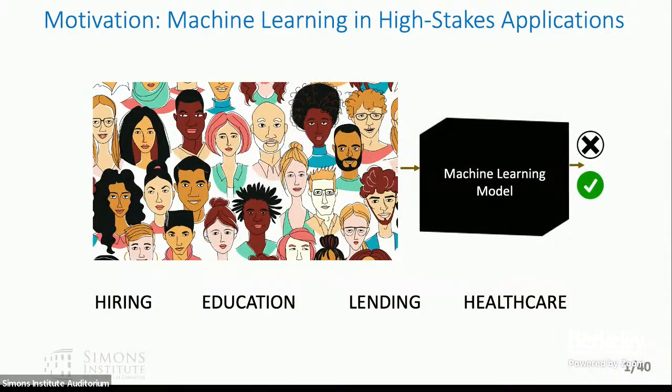Machine learning is entering into almost every aspect of our lives these days, including these really high stakes applications such as hiring, education, lending, healthcare, etc. For instance, roughly 40% of companies today are using machine learning to assist in various stages of their hiring process.